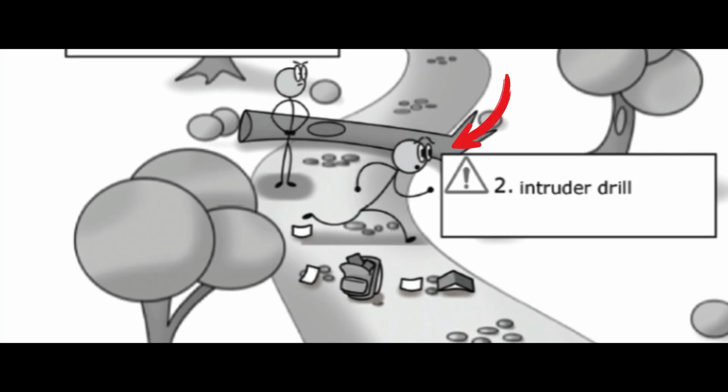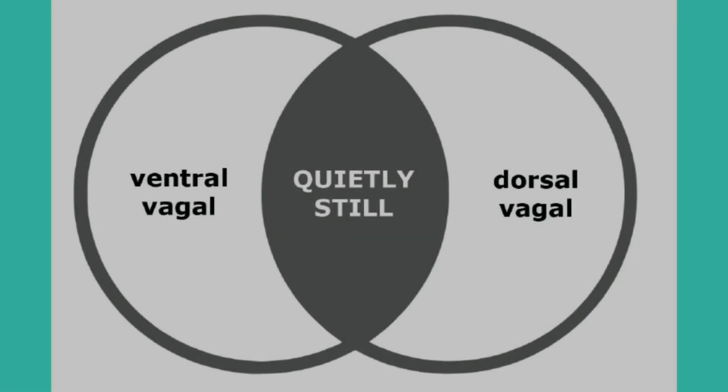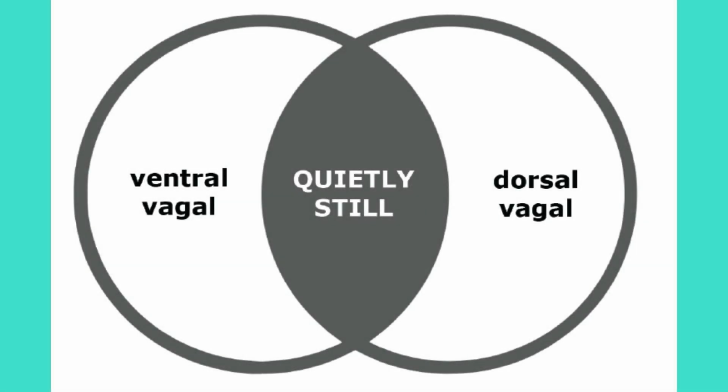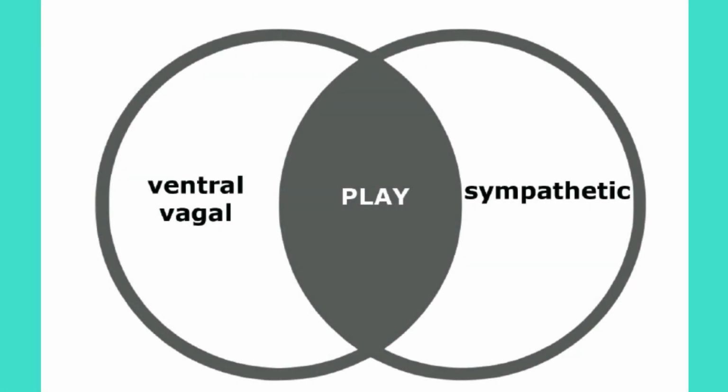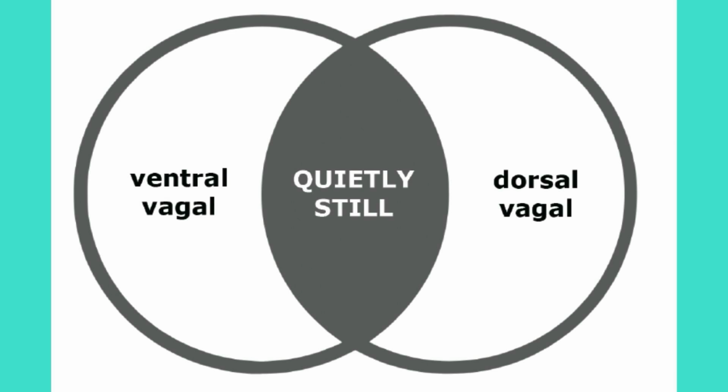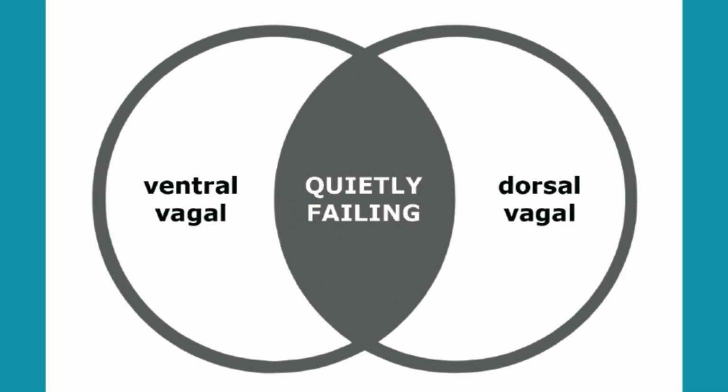Students with disorganized sympathetic mobilization have a challenging time becoming quietly still. For students to achieve a quietly still state, it's important for them to organize their sympathetic energy through movement or rhythmic activity prior to moving into the state of quietly still. In addition to the two blended states of play and quietly still, two responses that aren't specifically states may be observed in students. We've discussed the first response of quietly failing earlier.